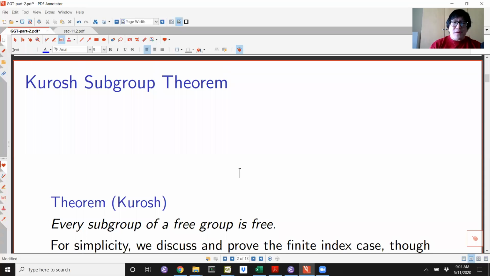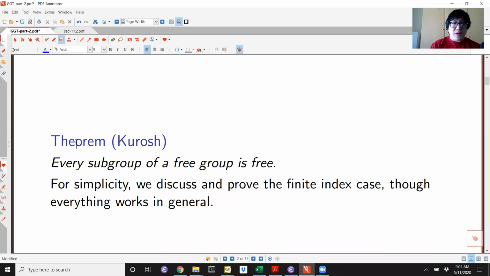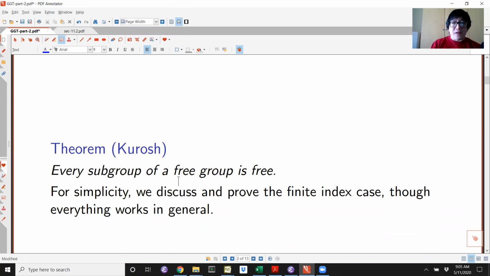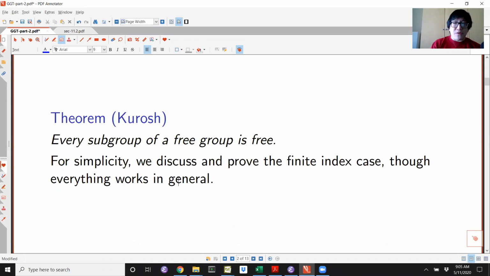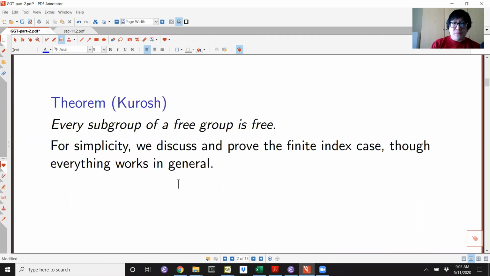So last time we introduced free groups, and we talked about the fundamental group of a graph. We were about to show that the fundamental group of any graph is a free group. This is all in service of proving the immediate goal, the Kurosh subgroup theorem: every subgroup of a free group is free. We'll discuss the finite index case, and I will indicate roughly how to generalize that to the infinite index, the general case. That's where we are. That was our goal, still our goal this time.